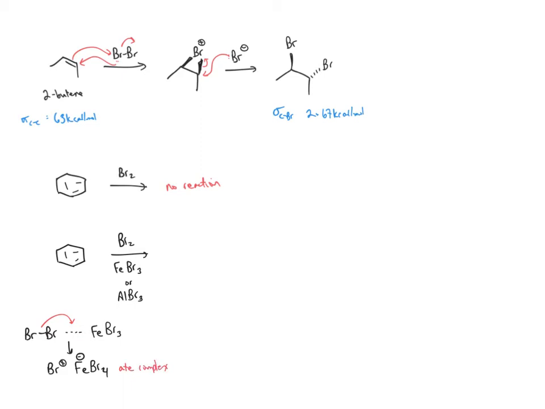And this ate complex is the thing that is going to react with our benzene ring. So we said that benzene is not as nucleophilic, and so we really need this really strong Br plus in order to get those two molecules to react. So this is really, really electrophilic. And so we get a bond to actually form. And so we get this species here.